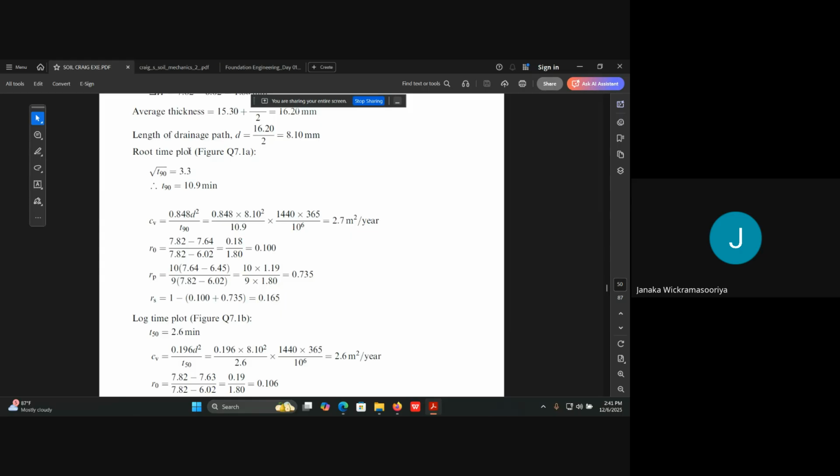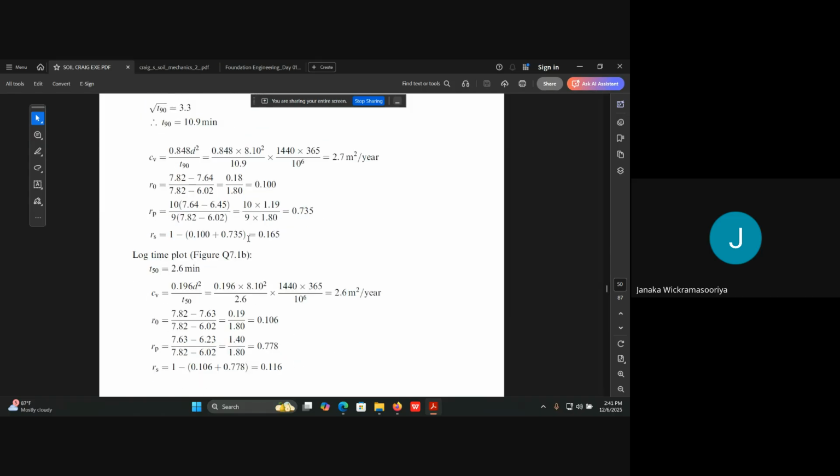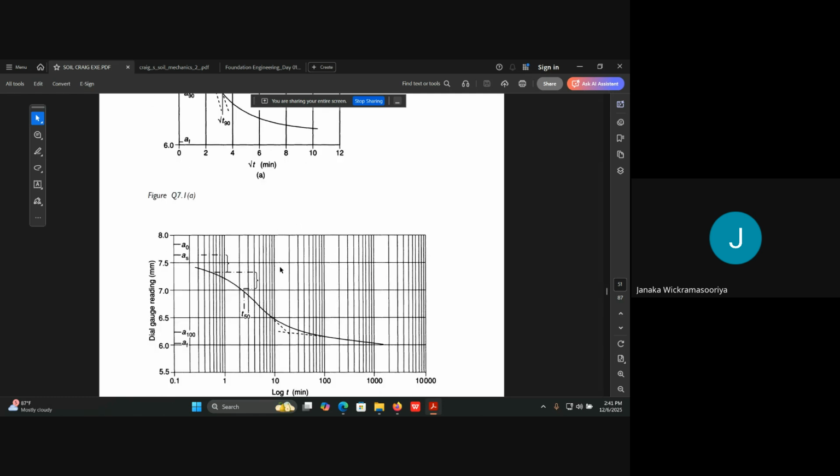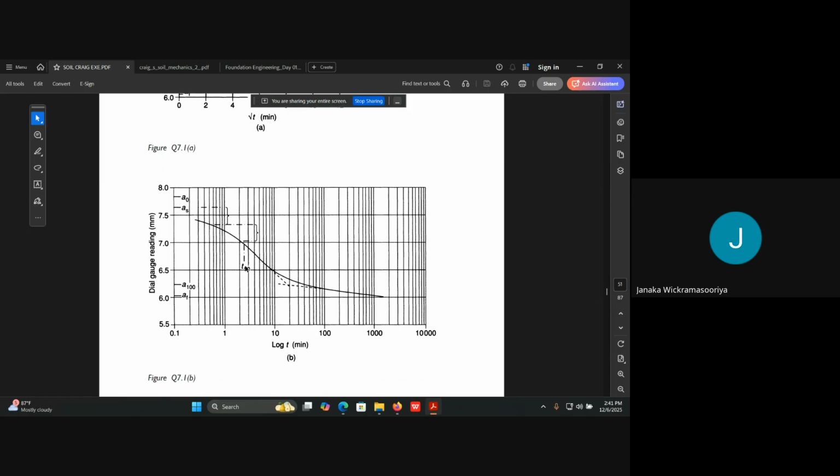So this is from the root time plot, and if you plot the log time plot, here in the x-axis we take the log value of the time, and in the y-axis the dial gauge reading is taken. So for this one you will need the semi-log sheet.